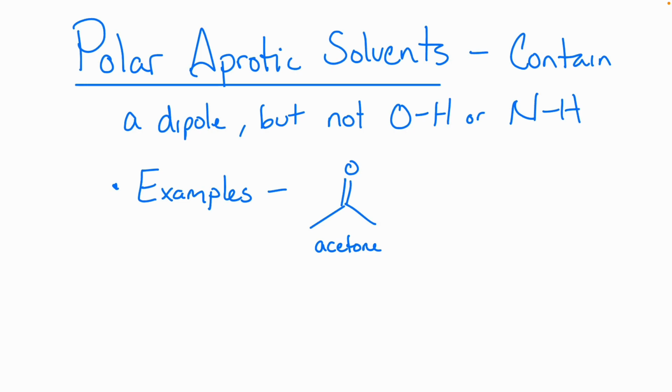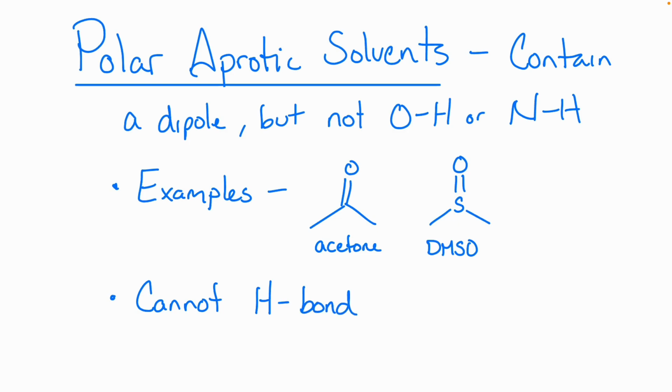Okay, another really common one is what's called DMSO, which is very similar to acetone, but instead of having a carbon in the middle, it's a sulfur. So it's an oxygen-sulfur double bond, and then these two methyl groups sticking off. These are both very common polar aprotic solvents used in these type of experiments. They're still nice and polar, but they do not have any OH or NH bonds, which then of course means that they cannot hydrogen bond. Only dipole-dipole.